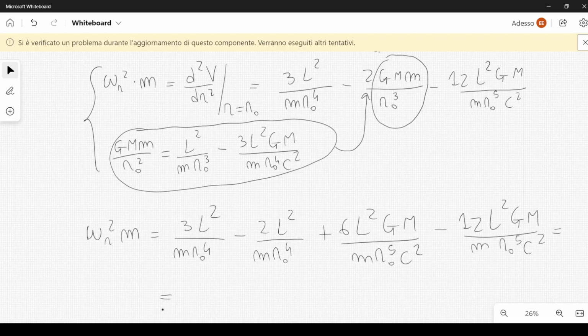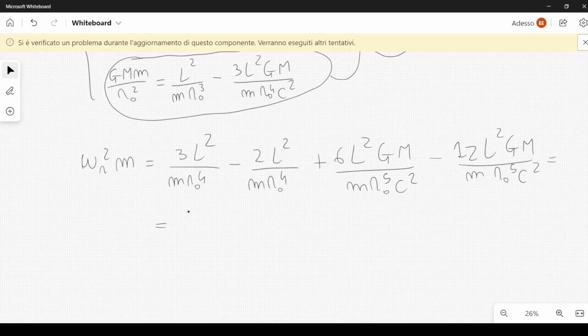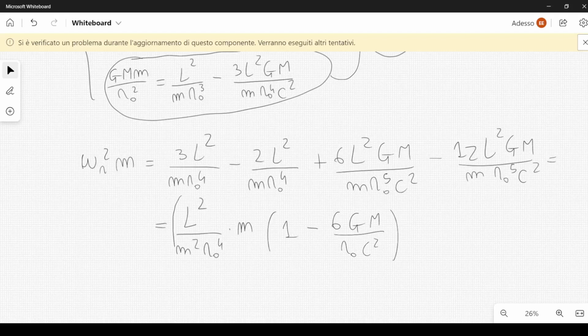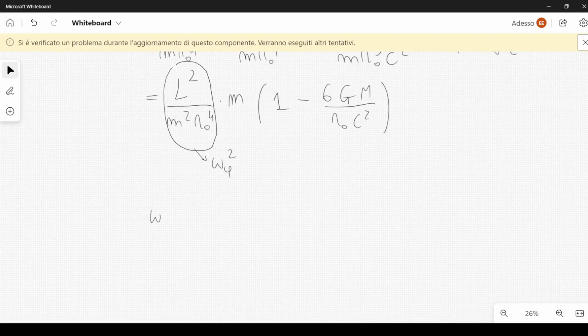So you can also rearrange these terms like this. You can factor out l squared divided by m squared r0 to the fourth power times m, and then you have 1 minus 6GM divided by r0 c squared. And if you remember, this term here, l squared divided by m squared r0 to the fourth power, is equal to omega phi squared. So overall, you get omega r equal to omega phi times the square root of 1 minus 6GM over r0 c squared.